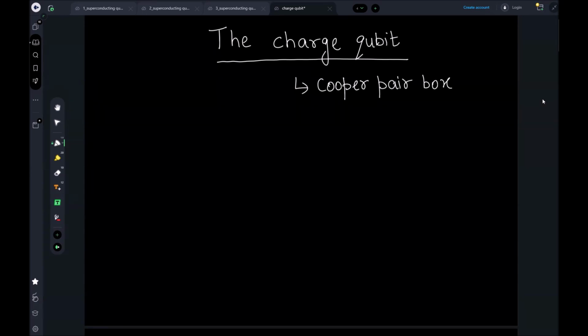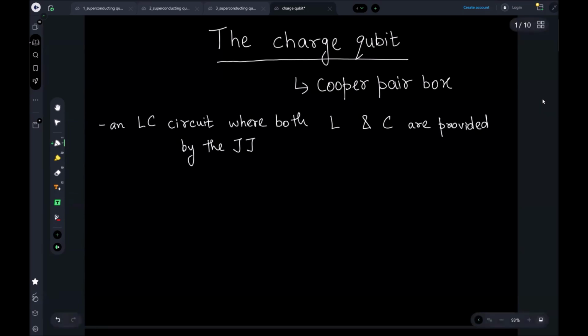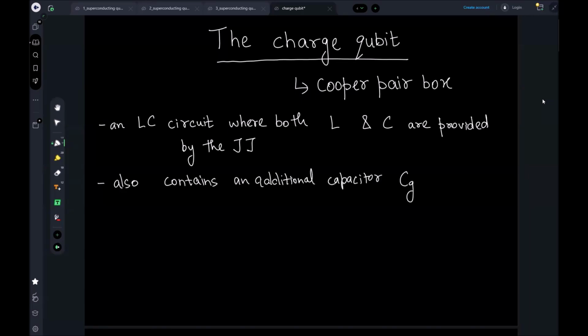So now the question is, what exactly is the charge qubit? It is actually an LC circuit where both the inductance and the capacitance are provided by the Josephson junction itself. Also, the charge qubit circuit contains an additional capacitor CG. And this capacitor CG is also called the gate capacitor.